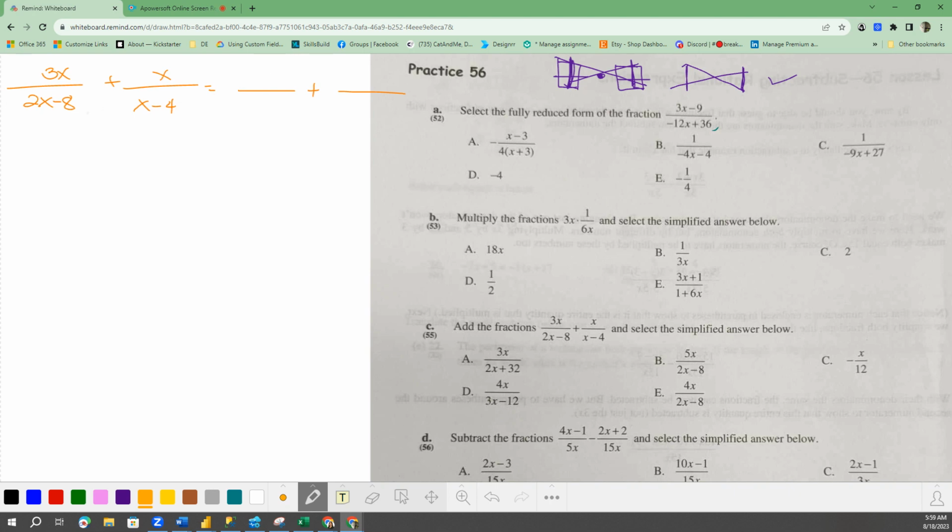The denominator though, so 2x minus 8, you can factor out 2, and there's nothing else in there, so you will do 2x divided by that 2, you will have x, negative 8 divided by that 2, you have negative 4. And then the second denominator is just x minus 4. There's no factor in there, so you just copy that. X minus 4, I put it in parentheses. Then I'm going to copy the numerators. So you have 3x here and you have x here.